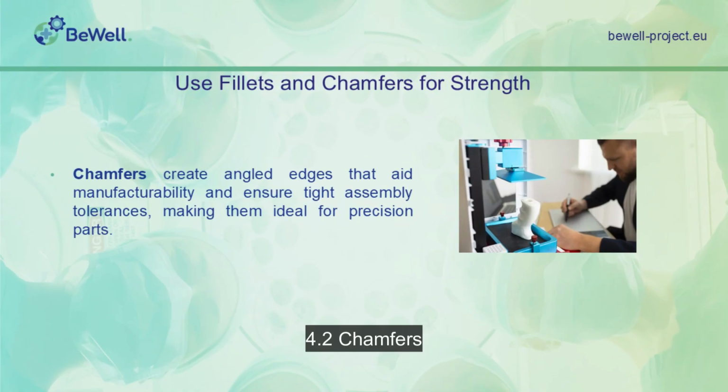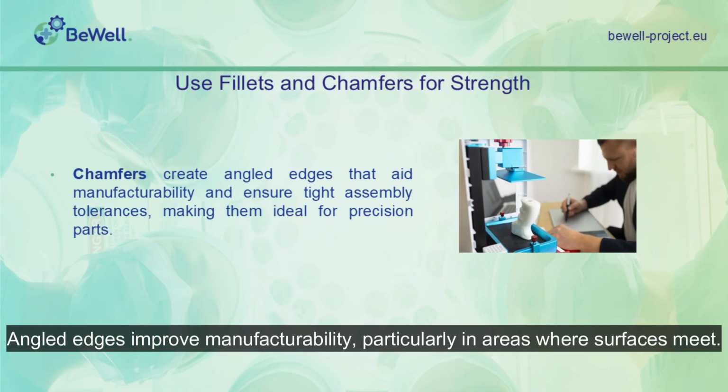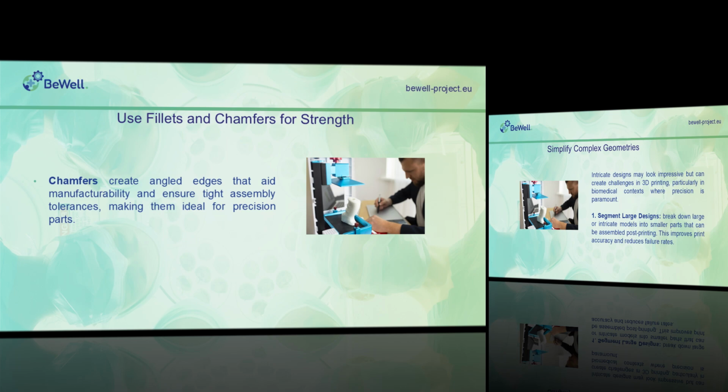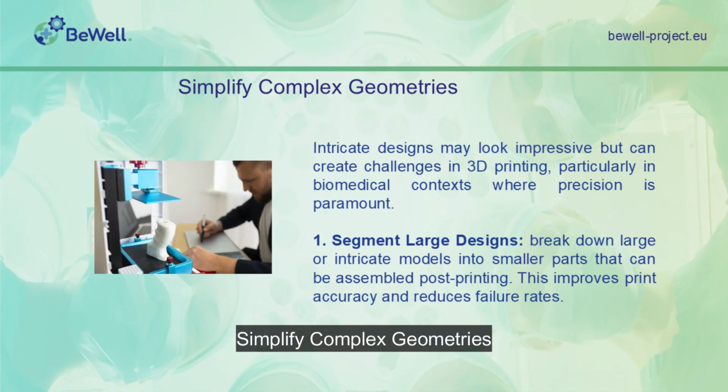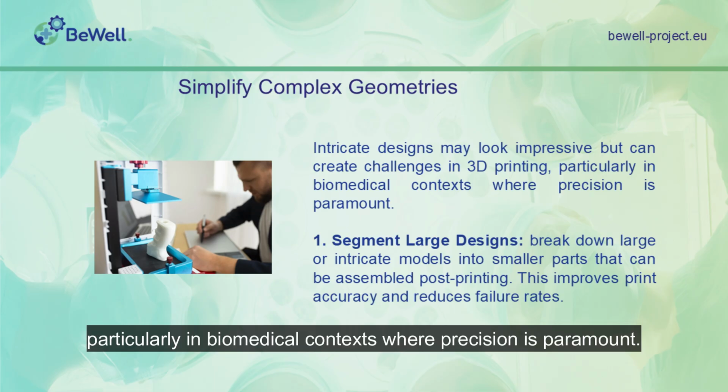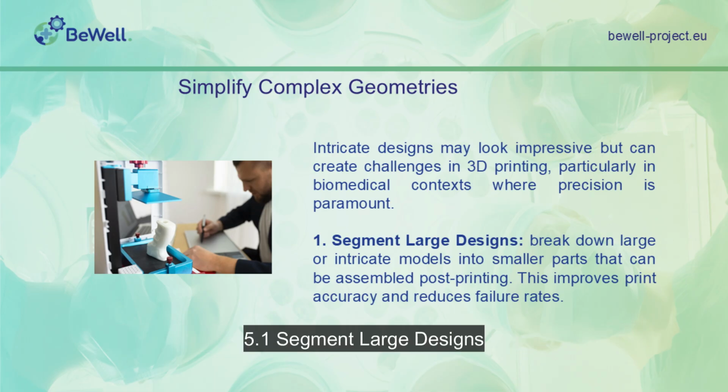4.2 Chamfers. Angled edges improve manufacturability, particularly in areas where surfaces meet. Chamfers are especially useful in parts requiring tight assembly tolerances. Simplify complex geometries. Intricate designs may look impressive but can create challenges in 3D printing, particularly in biomedical contexts where precision is paramount.